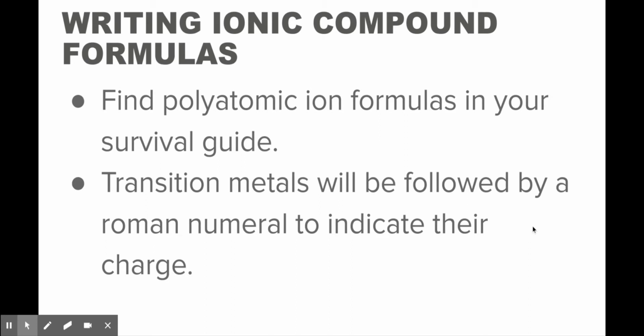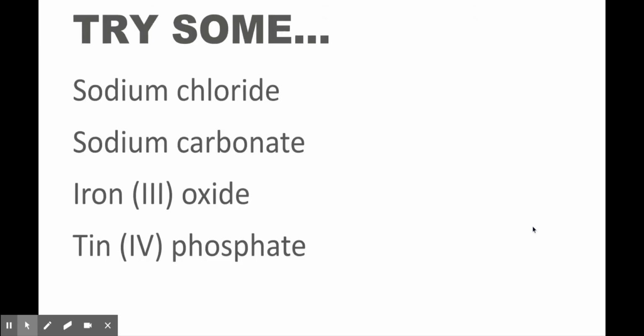Couple of things to keep in mind. Again, polyatomic ions are in that survival guide that you can find linked to this video. And transition metals are going to be followed by a Roman numeral to indicate their charge. Here's a couple examples. I'm again going to just stop talking for a couple seconds so that you can pause this video and give these a try.